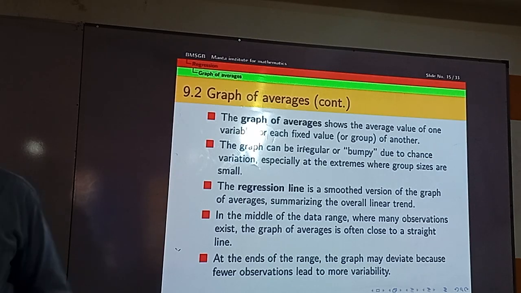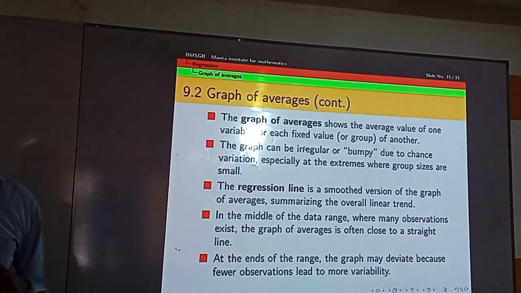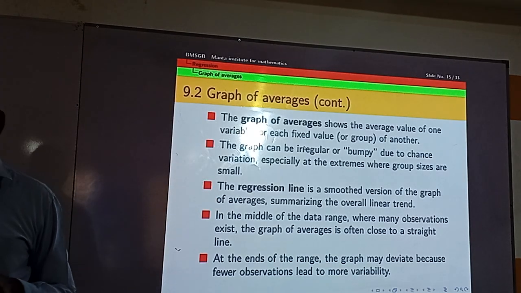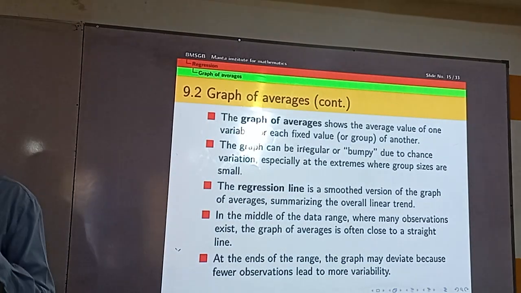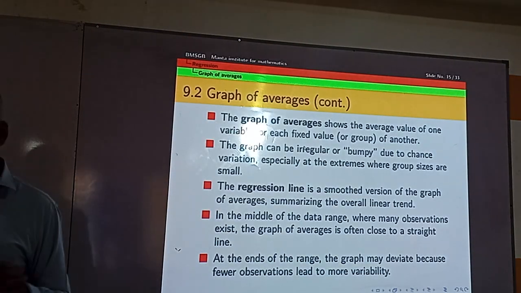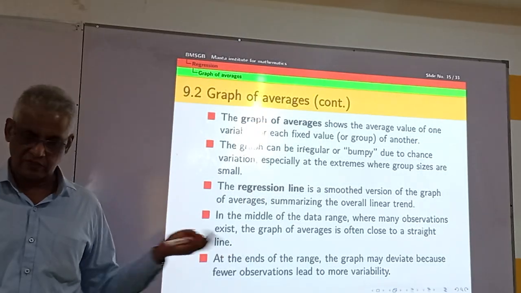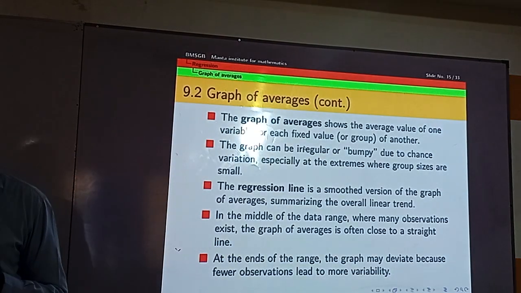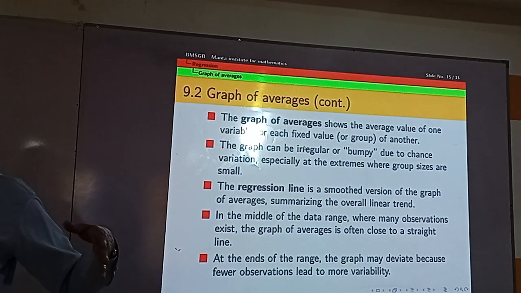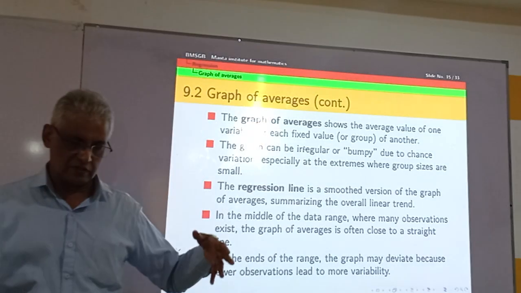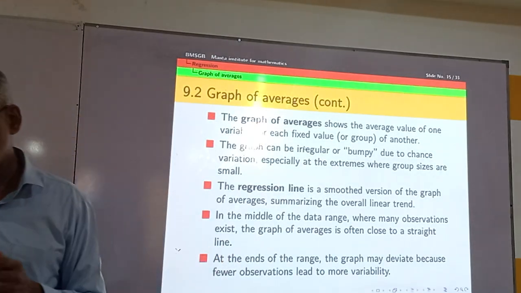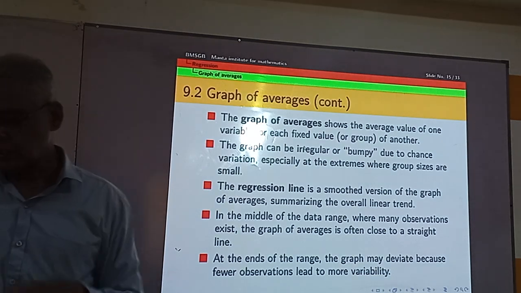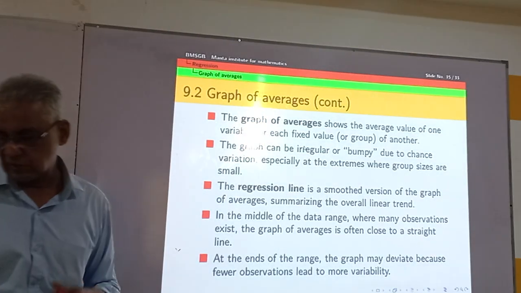So the graph of averages is the straight line. So you can see that if they are not exactly on the line, they are bumpy above and below. The regression line is the smooth version of the graph. In this case, it's a straight line. You can use a straight line. In the middle of the data, many observations exist, and the points averages are close to the line. By the ends, averages are a little bit away because there is a larger variability.